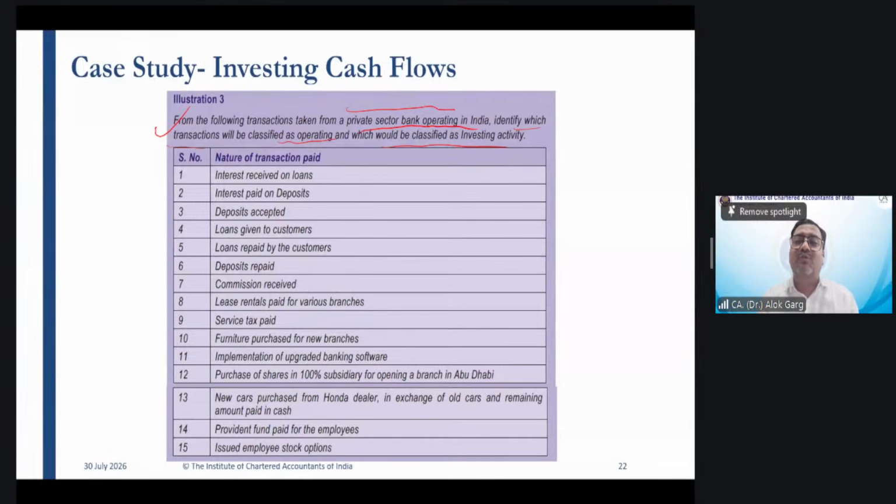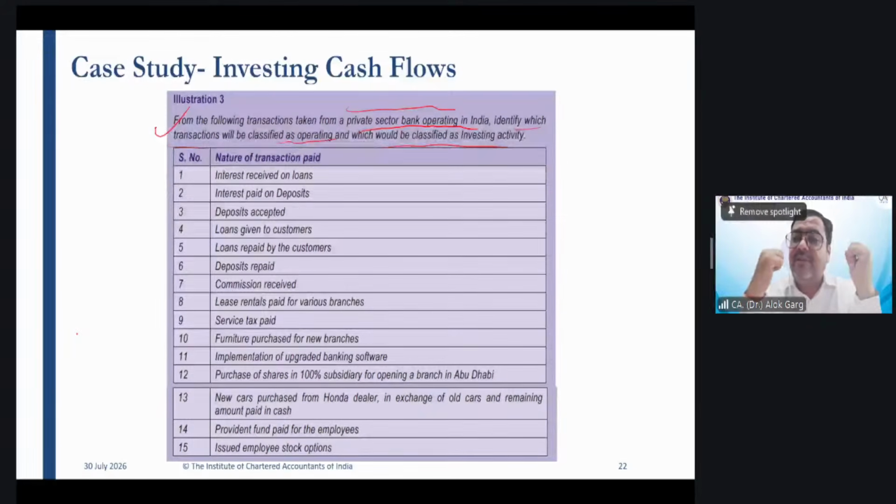Interest received on loans. Interest received, operating activity or investing activity? You have to apply your mind before answering. You guys are telling me operating activity. Why? Operating activities are activities relating to the revenue producing activity. Loan given, loan taken. So these are the principal activity of the bank. These are the main operations of the bank.